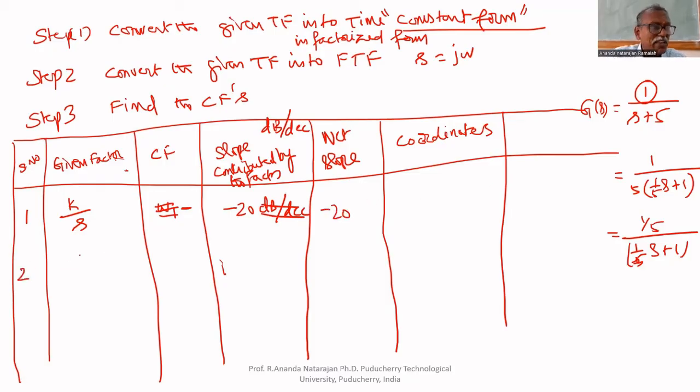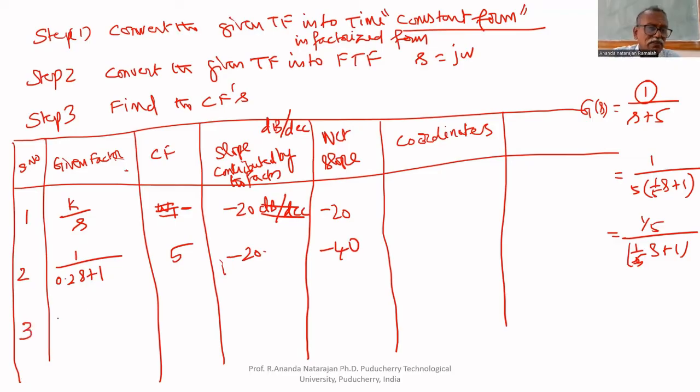Second one: suppose I am having a denominator factor 1 by 0.2 s plus 1. Then what do we have to do? The corner frequency is 1 by 0.2, that is 5. Am I correct or not? The slope contribution is minus 20 dB. Net slope is minus 40.